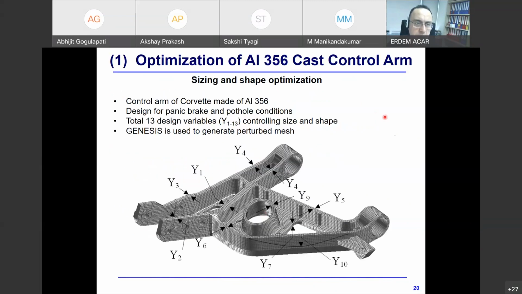Our first problem is size and shape optimization of an aluminum cast control arm. This is a control arm of a Corvette made of aluminum 356. This control arm is designed for panic brake and pothole conditions. The shape and size of this control arm can be designated by using 13 design variables that we can see over here. For instance, the first design variable is the wall thickness of this member. The second design variable shows the wall thickness of this member, and so on.